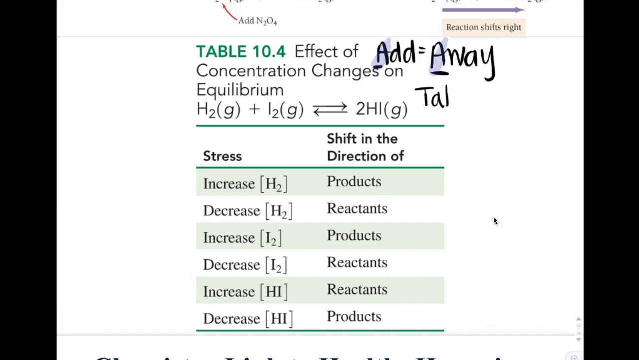And then if you take something, you're going to shift toward that thing. So what happens when I take away something? Well, then the equilibrium says, well, I don't have enough of that anymore. So if I decrease H2, there's not enough H2. So I'm going to shift toward H2 to replenish it. So this is more of a replenishing effect.